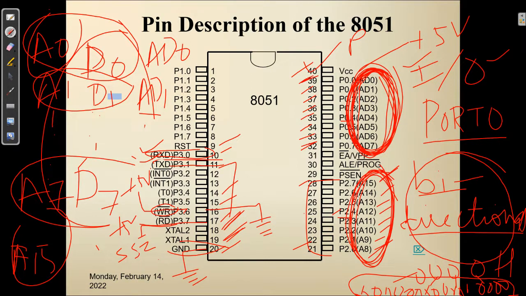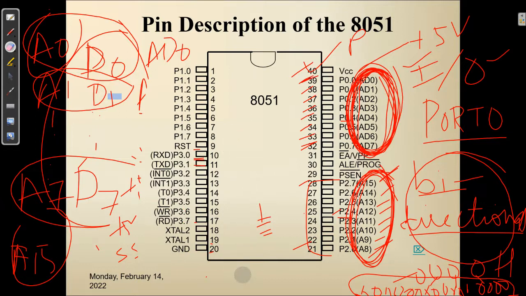Okay, so we have done with port 3 also. Now which are the remaining pins we will see. When you talk about the remaining pins, let me see the timing. Okay, it's 12:07. I can go with pin number 31, EA bar.